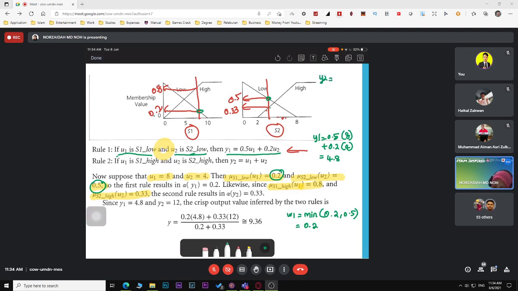Y2, the Y2 function is U1 plus U2. U1 is 8 plus 4, we get 12. Okay, so W2, right, we use min-max. For rule 2, the connector is AND, so when it is AND we use min. The minimum value: U1 is high, you get 0.8. U2 is high, 0.33. So you will get 0.33.